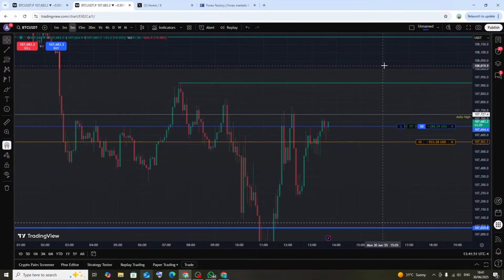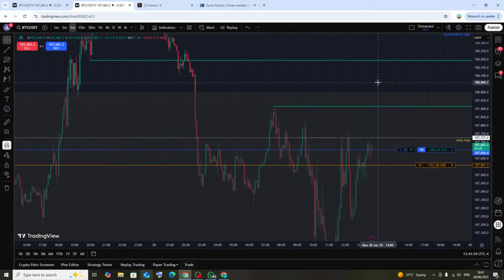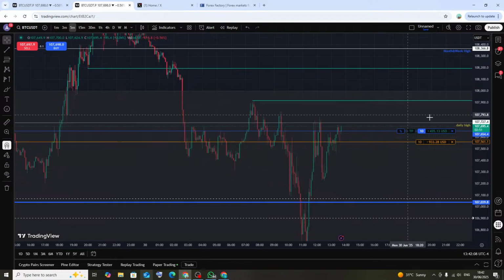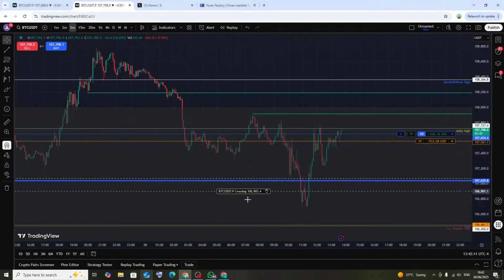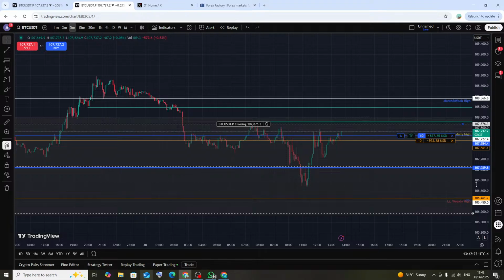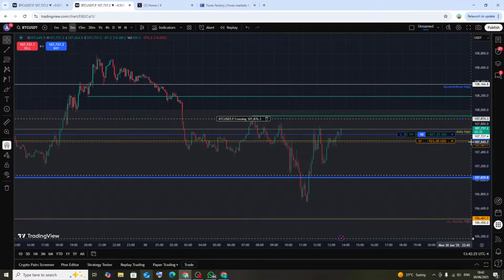We'll be going to 108,200 as well. This zone will be quite interesting to watch and observe. We'll see if the market shows rejection from this range and tries to come down, or inverts this level for those highs as well.